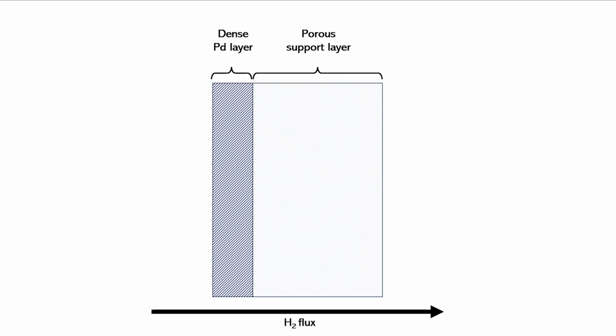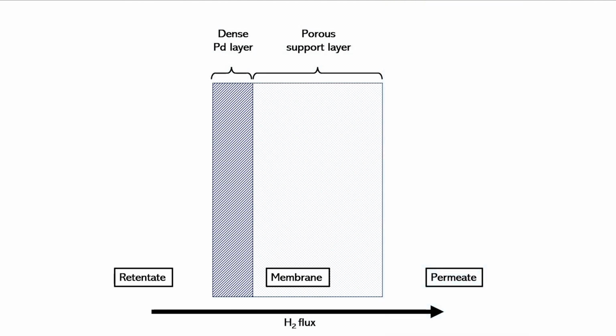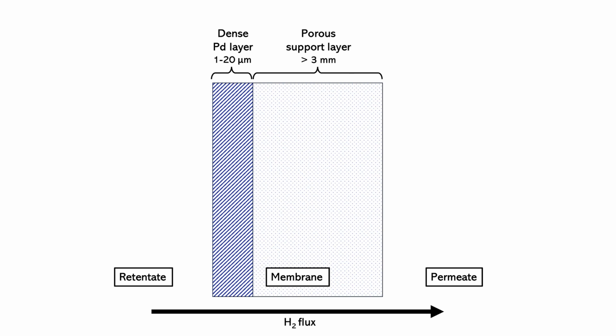Feed gas enters on the retentate side and travels through the dense palladium layer and porous support layer to the permeate side. The dense palladium layer is very thin, between 1 and 20 micrometers. This layer needs to be thin to ensure a sufficiently high membrane flux. The porous support is typically larger than 3 millimeters.